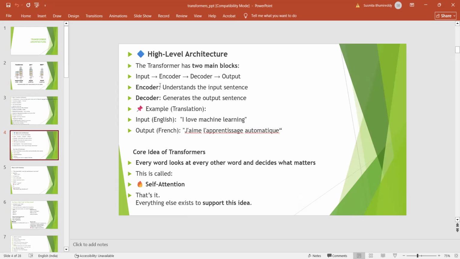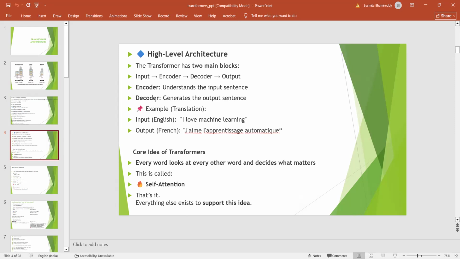So in simple terms, the encoder is understanding the input sentence. Whatever sentence we give as input, the encoder will understand it: what is the word, what is the sentence they have given. It will understand the sequences, and it will work out who is related to whom, and which words matter more. So this is how the encoder reads and understands the input sentence we have given.